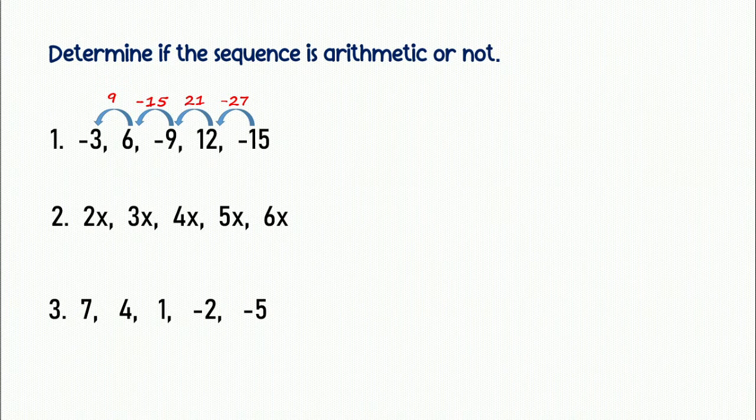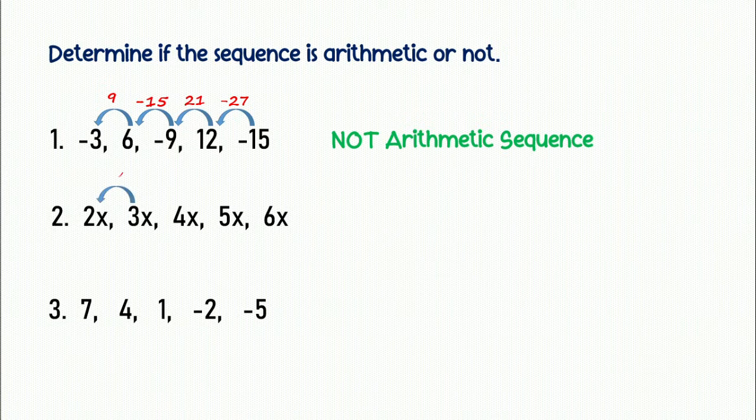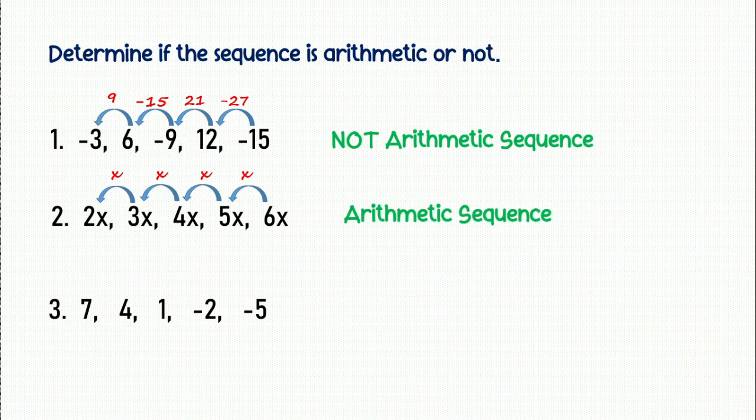And we have also -15, 21, and -27. So sa example na to, yung common difference nila ay different. So meaning to say, this is not an arithmetic sequence. So let's have number 2. 2x, 3x, 4x, 5x, and 6x. So very easy naman to identify, no? This is an arithmetic sequence kasi pag kukunin natin yung common difference nila, for example, 3x minus 2x is x, 4x minus 3x is x. So, lahat ng difference ng two consecutive terms ay x. So, meaning to say, this is an arithmetic sequence.